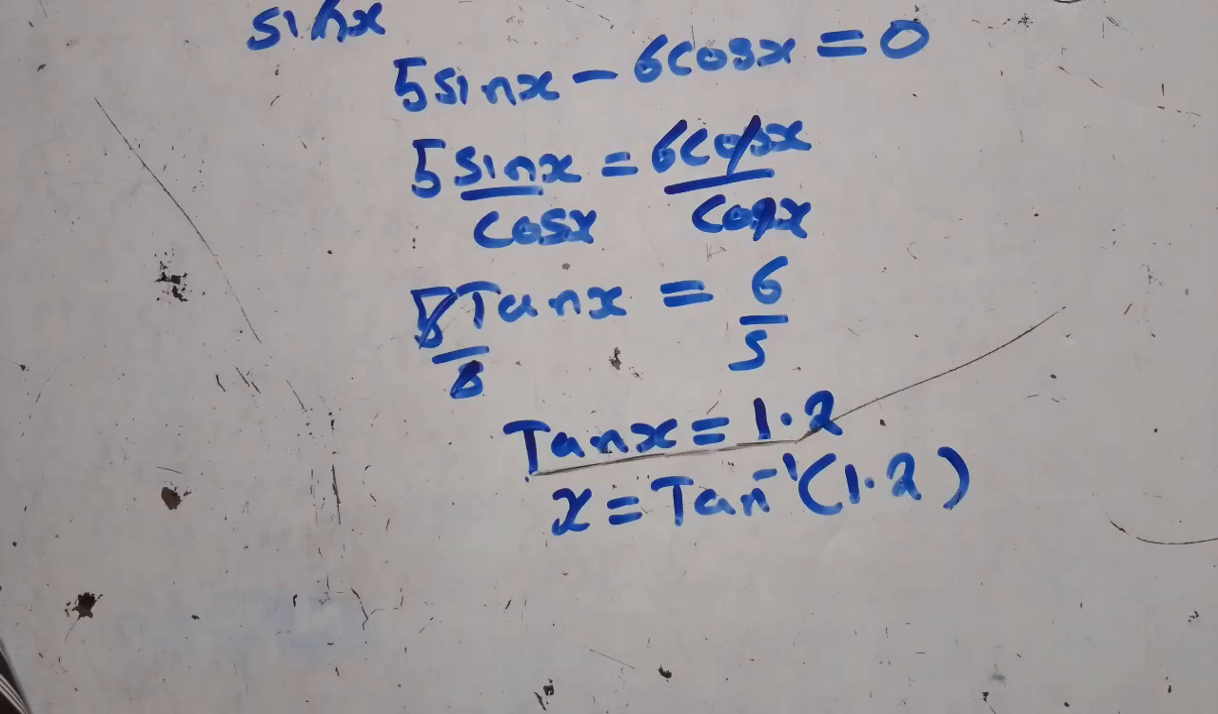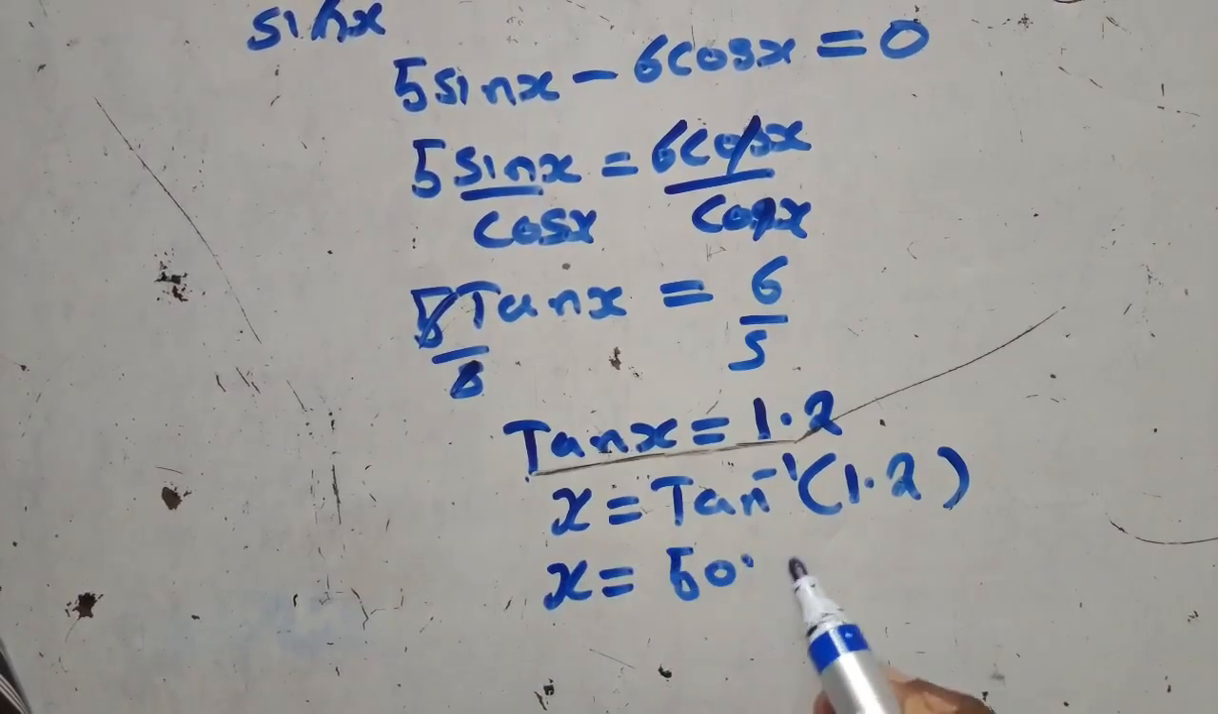So what's tan inverse of 1.2? On a calculator, just press shift, then tan, then 1.2. So tan inverse of 1.2 will give you 50.2. So our x is equal to 50.2. Okay, so this is the value of x.